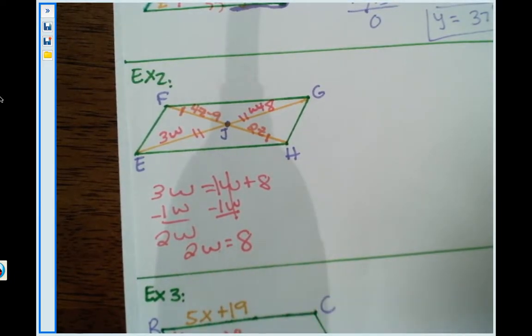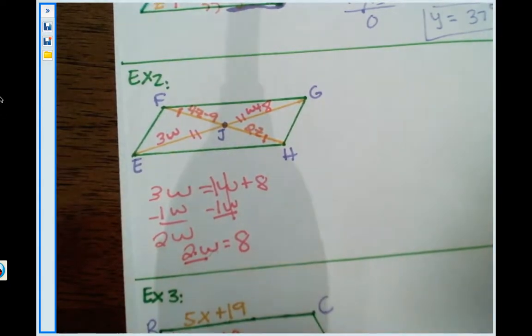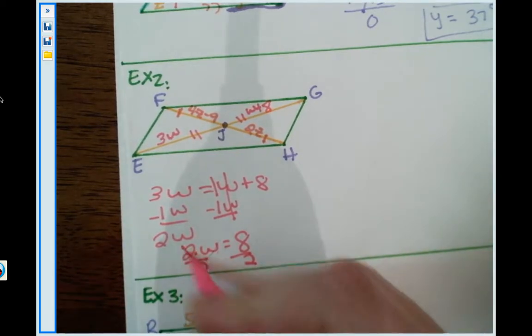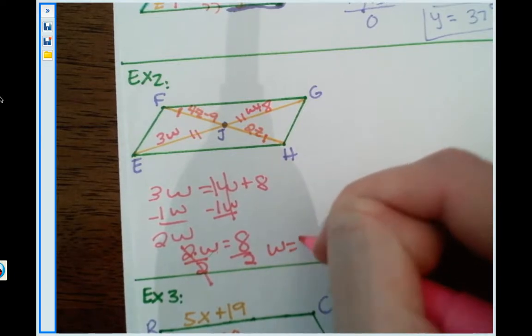Now how do I bring the 2 to the other side? You guys are so smart. You do divide it because it secretly is multiplying to the W. So divide 2 on both sides. 2 divided by 2 cancels and turns to 1. 8 divided by 2 is 4. So my W is 4.